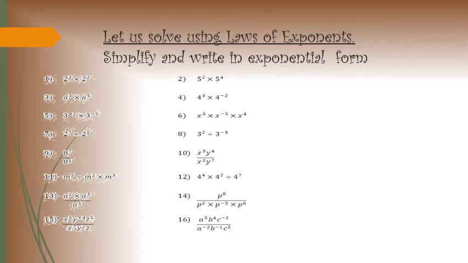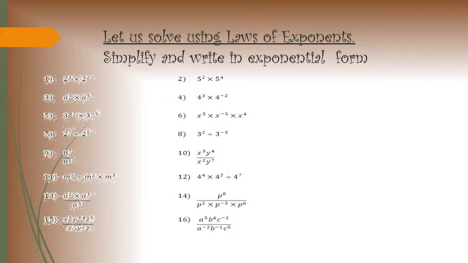Next one, ninth question, 8 raised to 7 by 8 raised to 5. Here also the bases are the same, that is 8, but the exponents are different. And we have to divide. So dividing in the exponential form means we have to subtract. So that's equal to 8 raised to 7 minus 5. That's equal to 8 raised to 2.